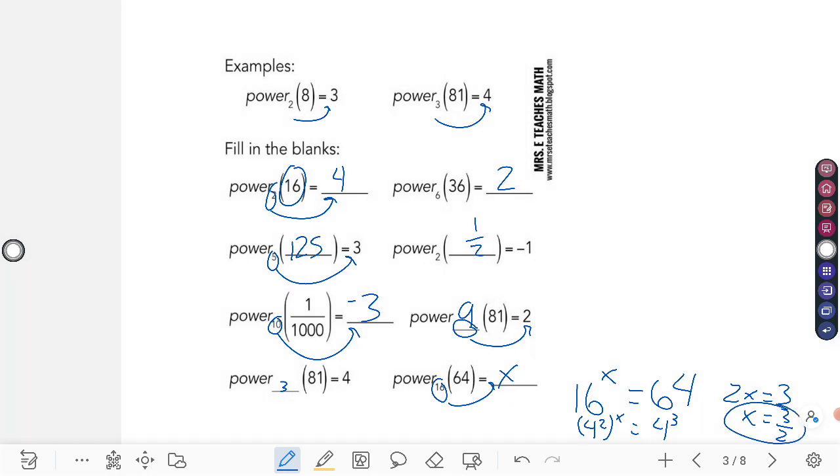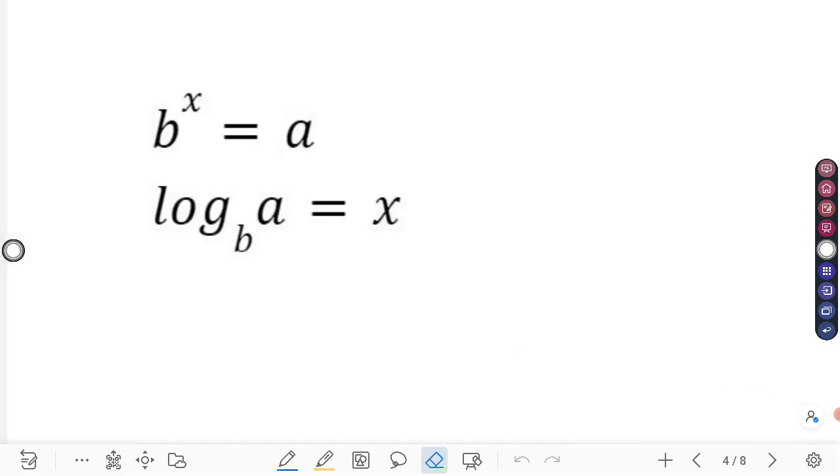Okay, so the answer here is 3/2. All right, this pattern is called a logarithm. In your calculator, you'll see it written as log. We can use this to undo exponentials, just like add and subtract undo each other, multiply and divide. Logarithms and exponentials undo each other.